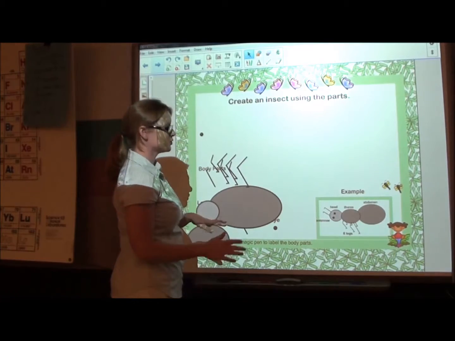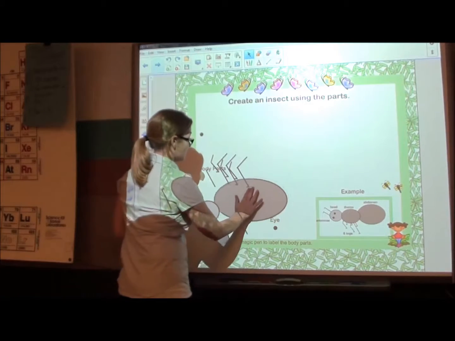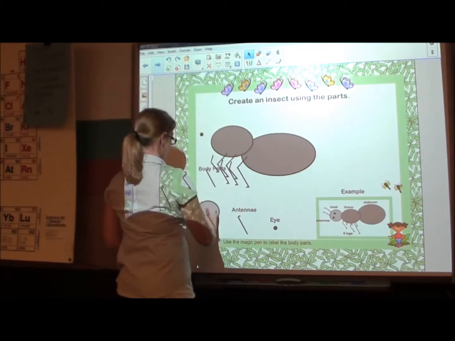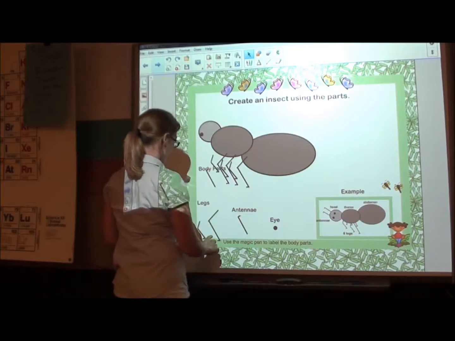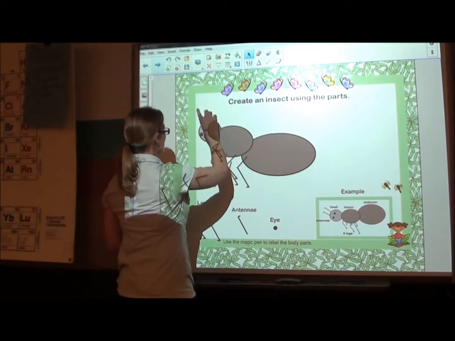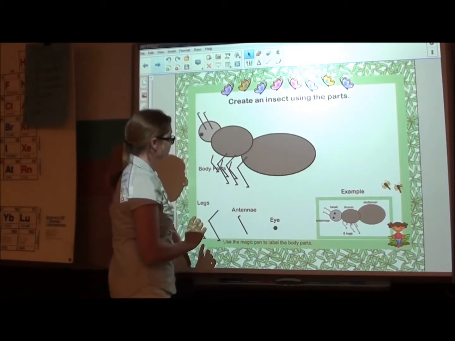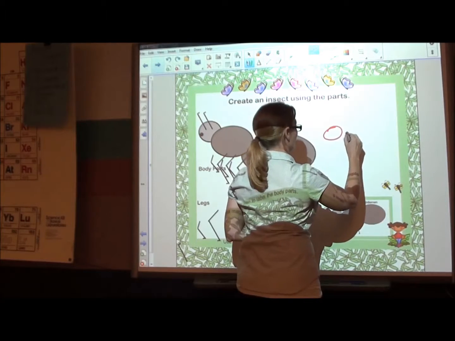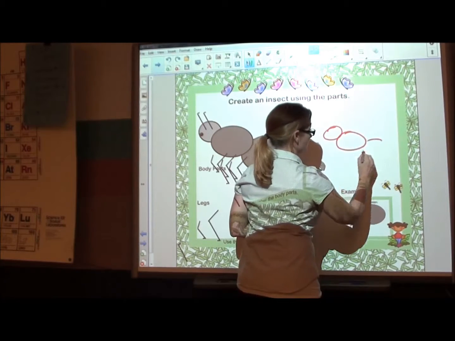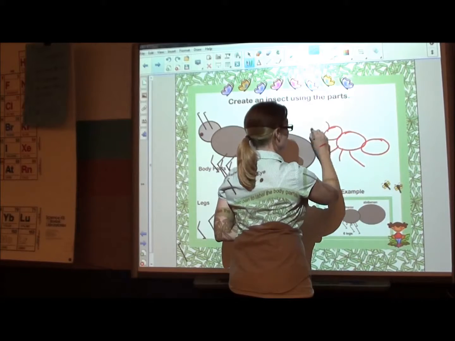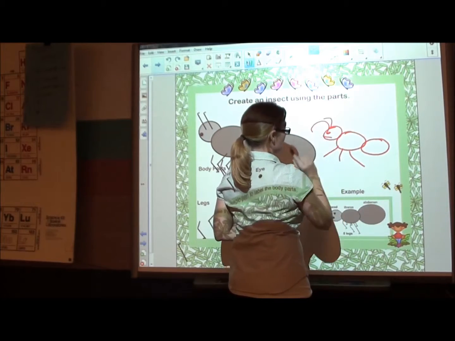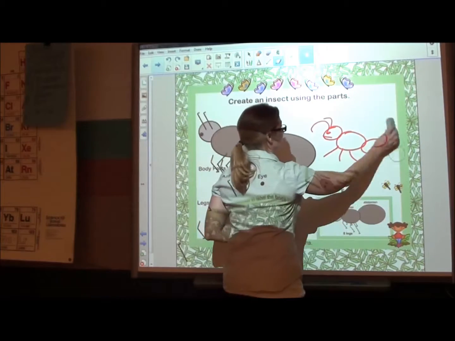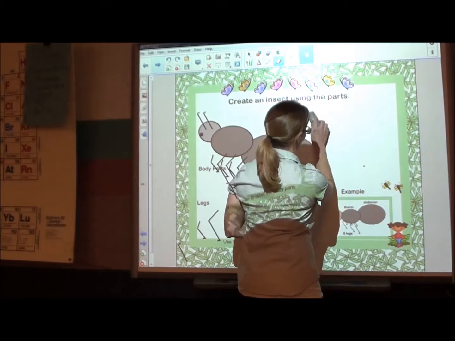The next slide is the students can create an insect. So they can drag these parts around, or they could draw. You could let them draw up here, or you could draw it yourself. You could put 1, 2, 3. We'll give it some antenna and a smiley face. Well, not really a smiley face. Alright, so erase him. Try to erase the rest.